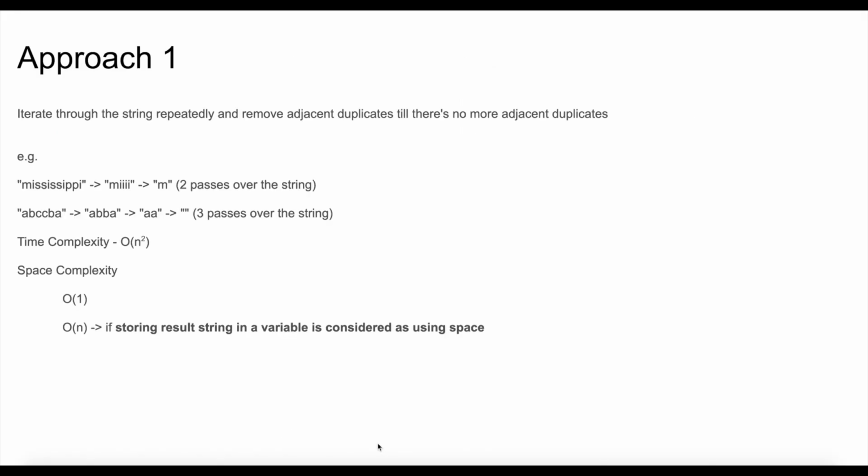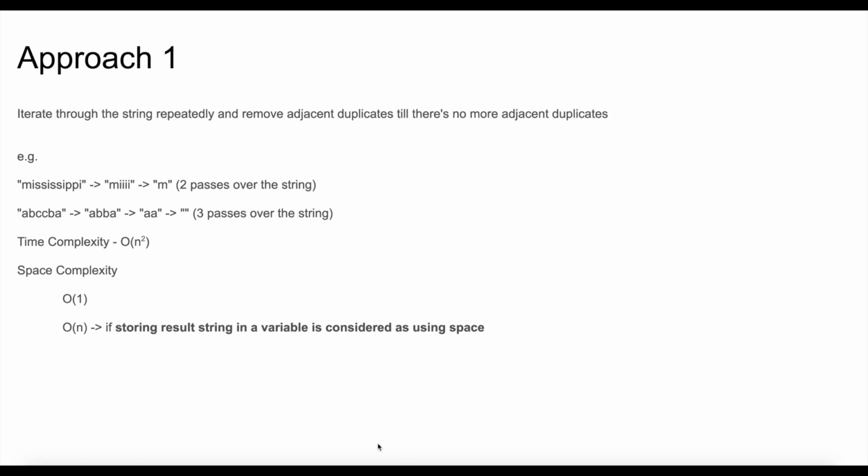Approach one to solve this problem can be to iterate through the string repeatedly and remove all the adjacent duplicates in each iteration. Stop iterating when you don't find any more adjacent duplicates. For example, if you are given the string Mississippi, in the first iteration we remove the two pairs of S and one pair of P. In the second iteration we remove two pairs of I's. And this required two passes over the whole string.